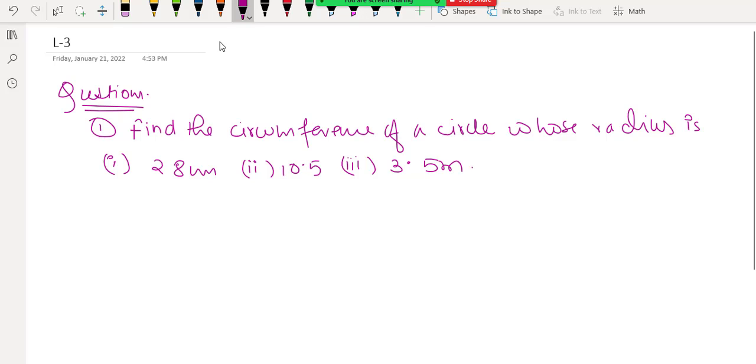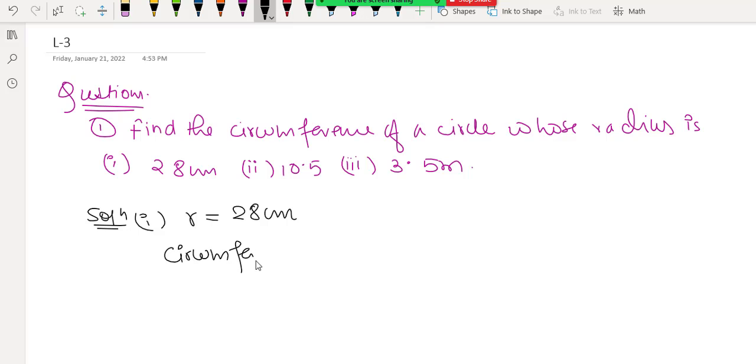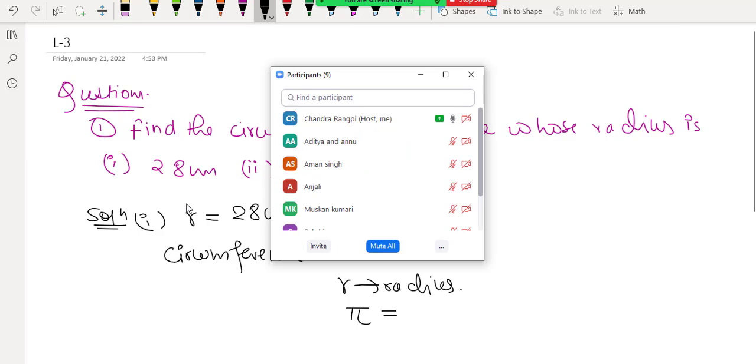I will solve the first question and the next question you have to solve. That is solution of question number 1. It is given that the radius of a circle is 28 centimeter and we need to find the circumference. We know that circumference is nothing but 2 pi r, where r is the radius of a circle and pi is, can you tell me how much is the value of pi? Anyone? Approximate value of pi?